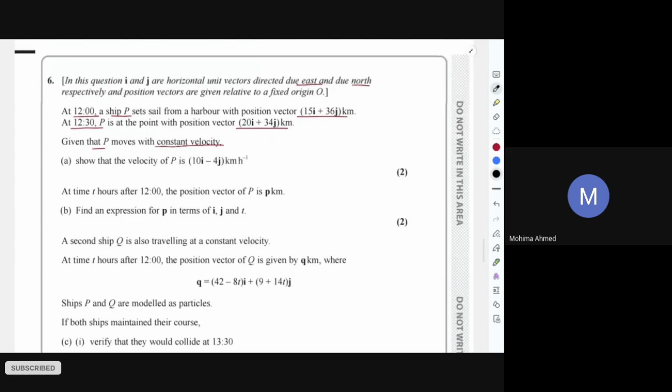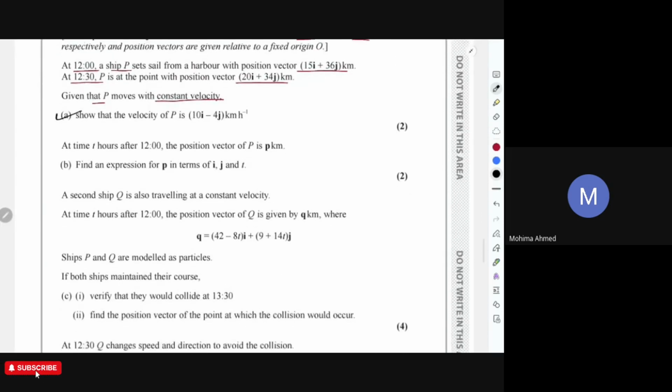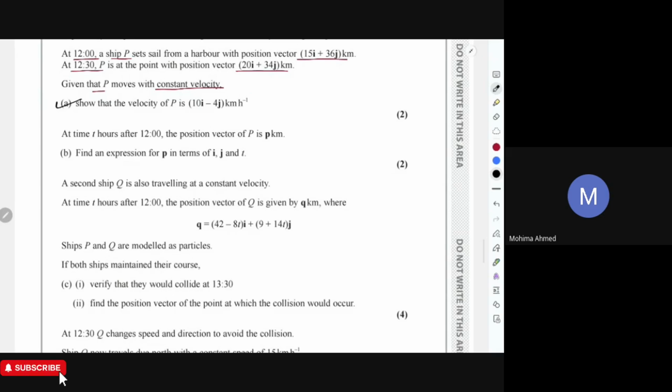Then we'll move forward. For part A, we're done. After this, again, they're saying that at time t hours after 12 p.m., t hours means it could be any hour after 12 p.m. Just one minute.